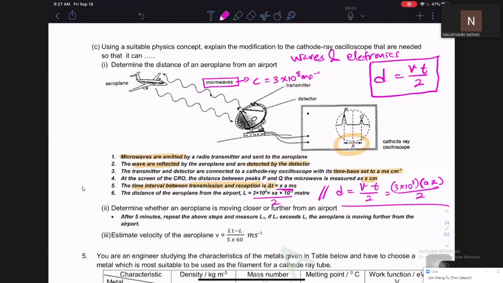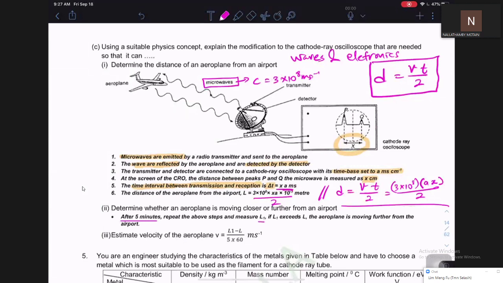Okay, finish. The next one, the answers are already given. I know if you copy everything one by one, it will take time. Yeah. So now, next one is determine whether an aeroplane is moving closer or further from the airport. So after 5 minutes, repeat the above steps. That means you're going to send the microwave again.